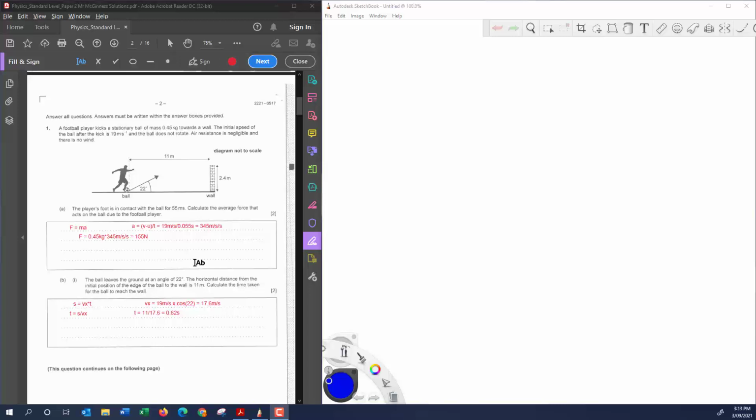Now note, I don't actually have access to the formal mark scheme at this point or the formal answers. So this here is my best guess at what the mark scheme is, and these are my answers here.